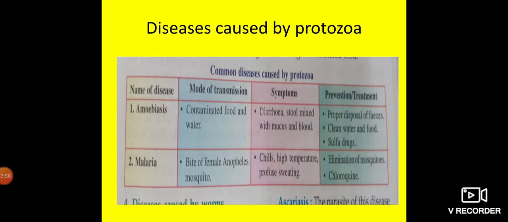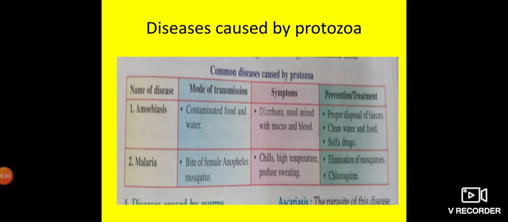And the next protozoan disease is amoebiasis or amoebic dysentery. This disease is caused by the protozoa called Entamoeba. Entamoeba causes amoebiasis or amoebic dysentery. It attacks the large intestine.